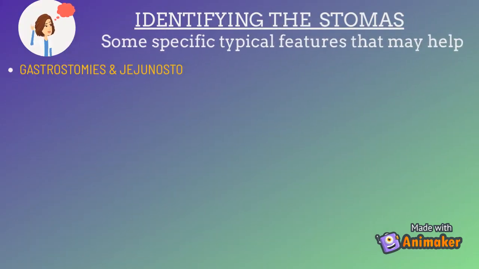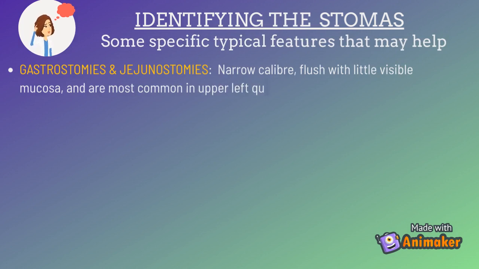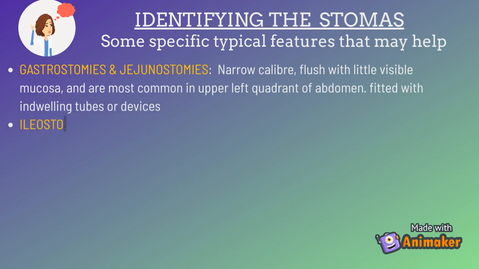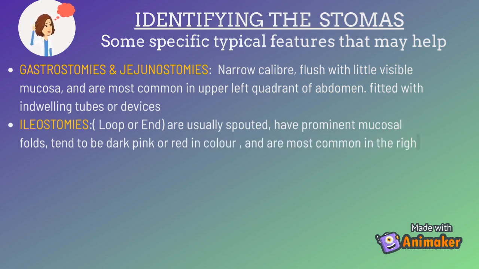Some specific typical features that may help in identifying the stomas are as follows. Gastrostomies and jejunostomies are narrow caliber, flush with little visible mucosa, and are most common in the upper left quadrant of the abdomen, fitted with indwelling tubes or devices. Ileostomies, loop or end, are usually spouted, have prominent mucosal folds, tend to be dark pink or red in color, and are most common in the right side of the abdomen.